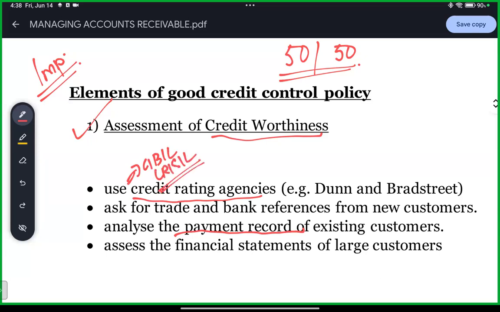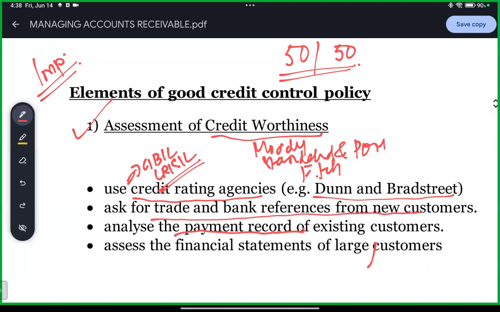Okay. Internationally, 95% of the financial markets is held by Moody's, Standard and Poor's, and Fitch. And there is Dun and Bradstreet and plenty others as well. So you can reach out to credit rating agencies who will do the work for you. They will evaluate the credit score of the customer based on their transaction history and give you a report on that. Ask for trade and bank references from the new customers.